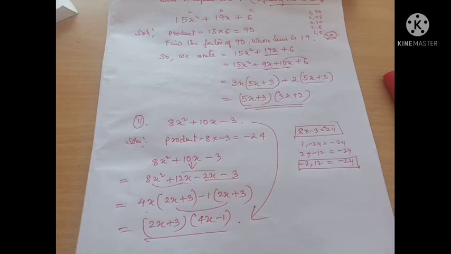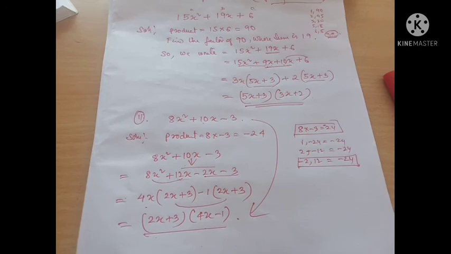We have seen division, multiplication, subtraction, and addition of the factorization. So this is another form: factorization of an expression of the form ax squared plus bx plus c, in the form of splitting the middle term. This is another important topic for factorization. We will learn this again in class 9. So this is also a very important topic we have to learn.